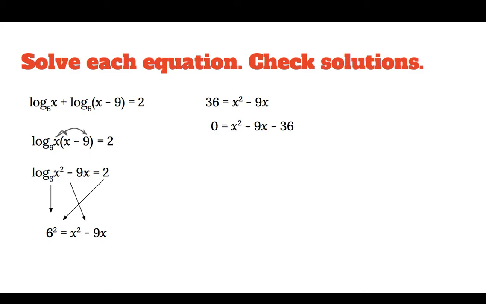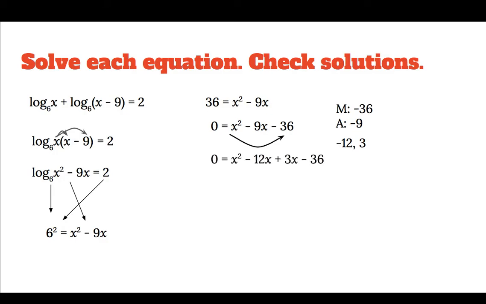Now you might be thinking, well, how do I solve this? Remember our AC method of factoring? I'm going to go ahead and do that. The number in front of x squared is a 1, so 1 times negative 36. I'm looking for 2 numbers that multiply to give me negative 36. They're going to add to give me the middle number of negative 9. Go through, think of those numbers. The 2 numbers that you should come up with are negative 12 and positive 3.